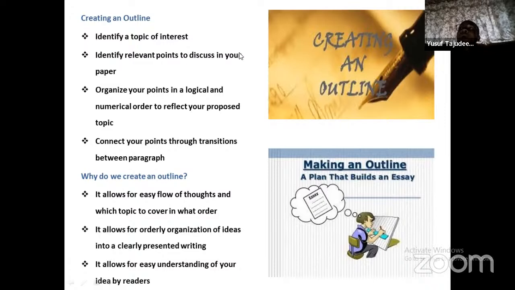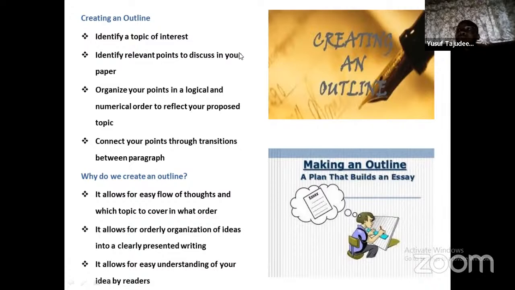For instance, if you want to work on climate change and One Health. One Health deals with humans, animals, and the environment. Now, if you are going to arrange this, you are going to tell us about what climate change is. That will be the first. So you need to state that in your introduction.